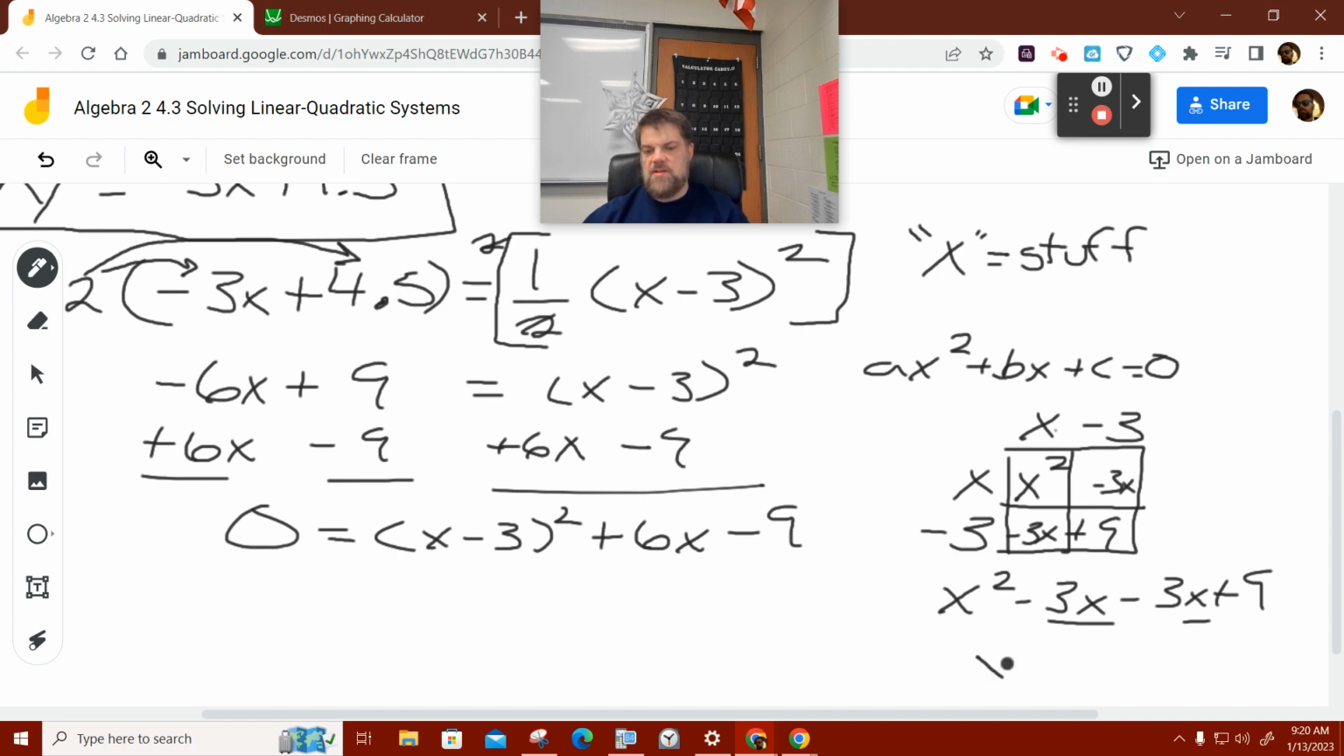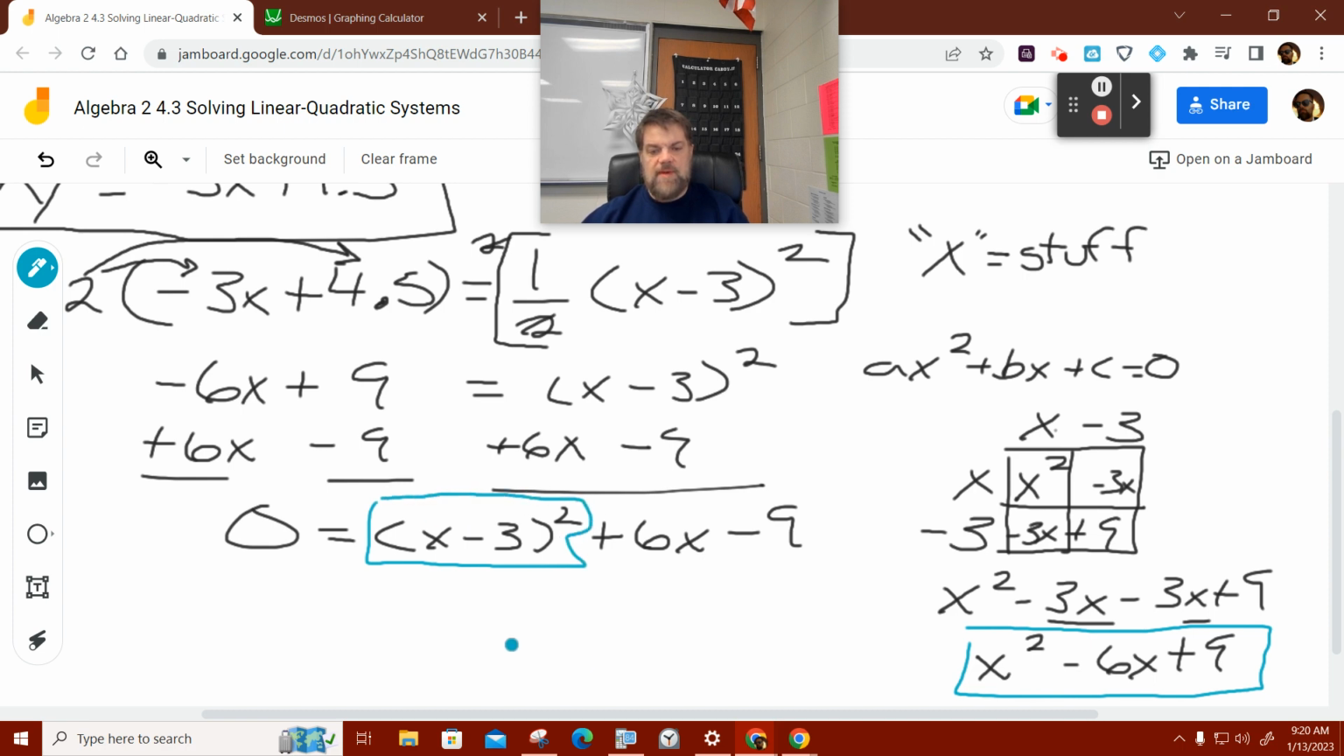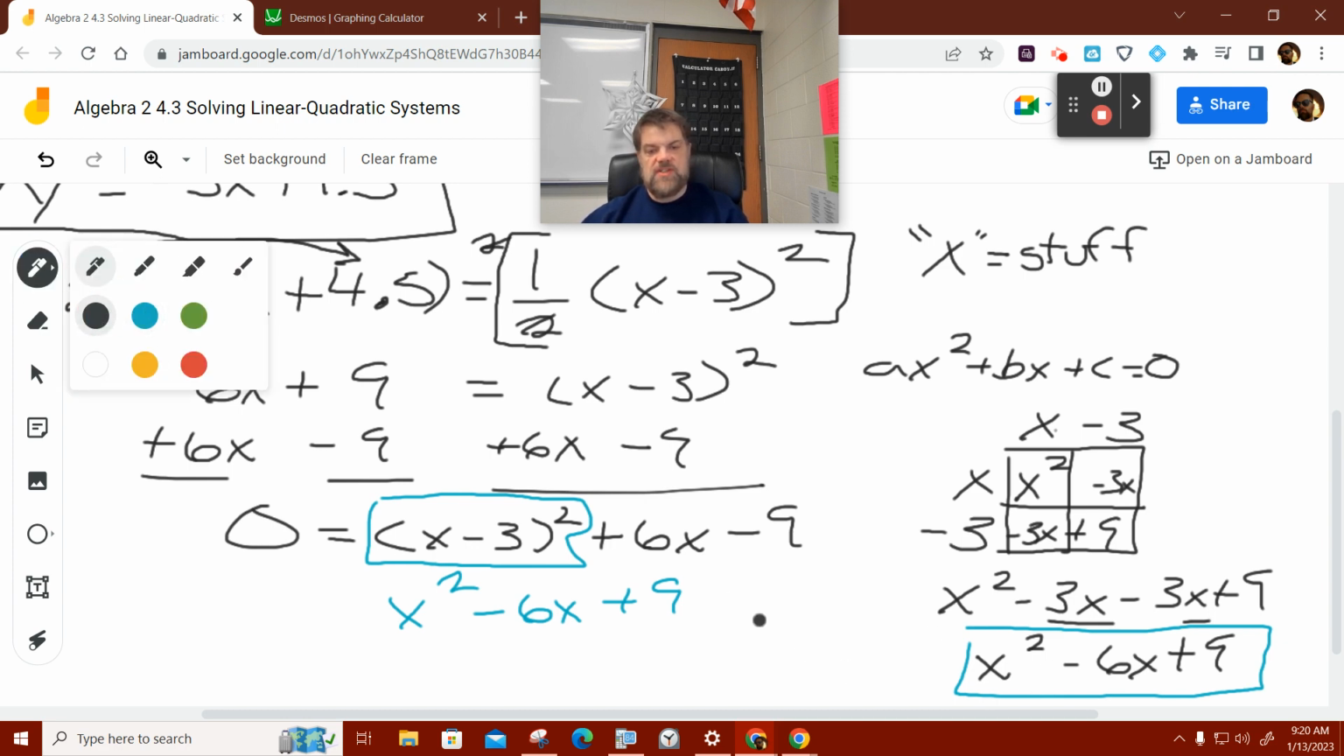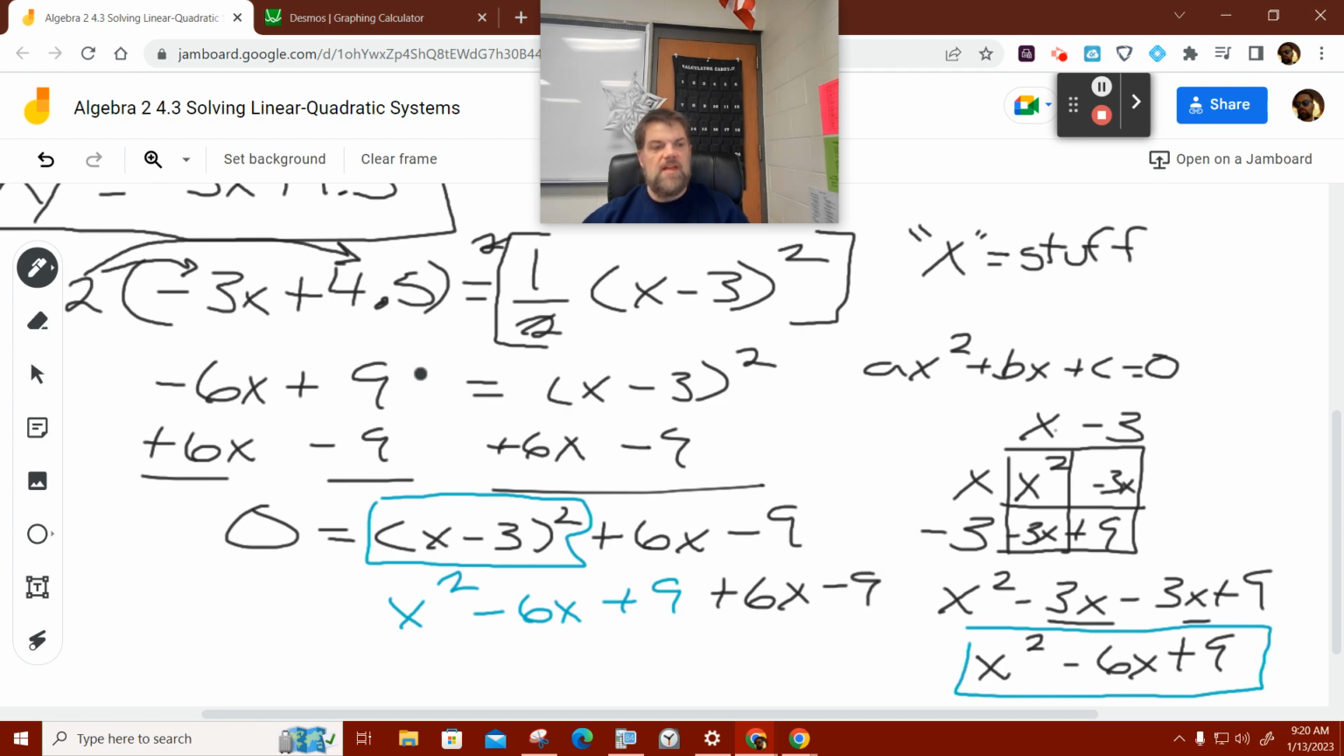We combine like terms. X's to the first power. Those are like terms. So I get x squared minus 6x plus 9. So all of this big long expression is the same as this. So I'm gonna plug that in. I'm gonna say x squared minus 6x plus 9, and then I can't forget the other stuff, which is gonna be plus 6x minus 9. So this is still equal to 0.